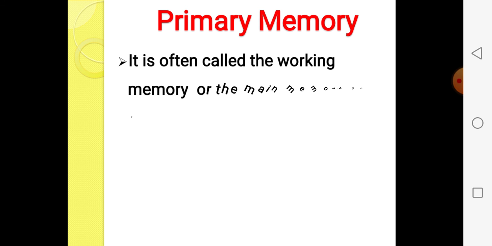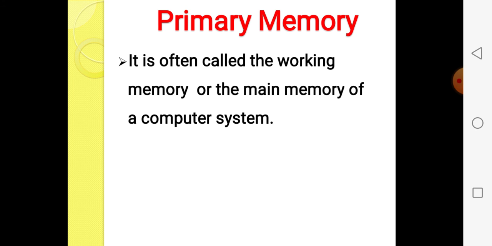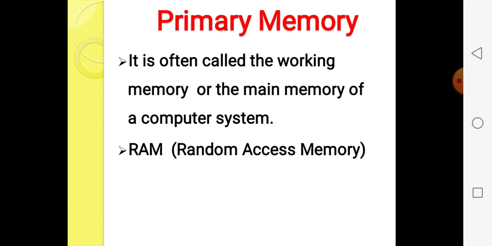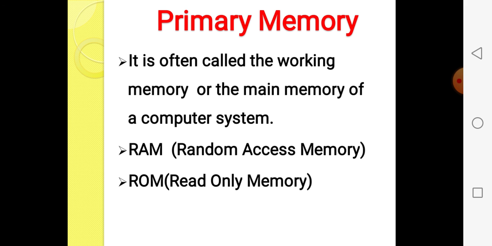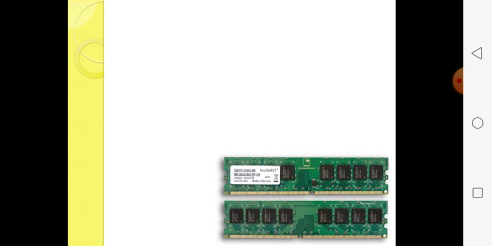It is often called the working memory or main memory of the computer system. And there are two types of primary memory. First one is RAM. RAM means random access memory, and we can also say volatile memory. Second one is ROM. We can say read-only memory, and we can say non-volatile memory. Okay, so first one is RAM.